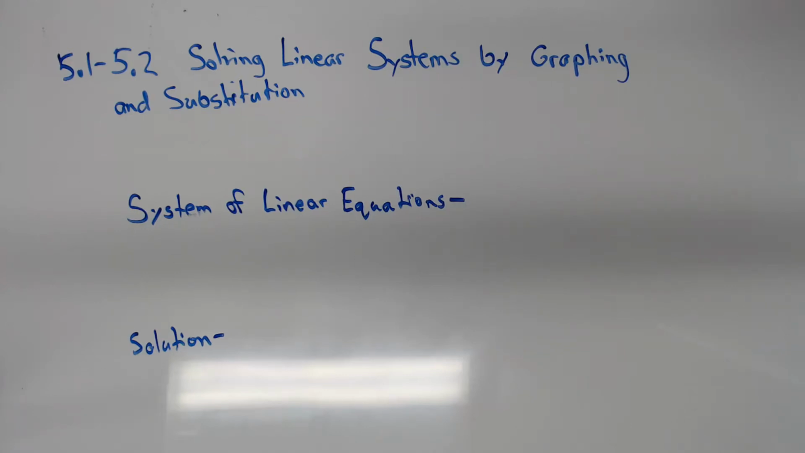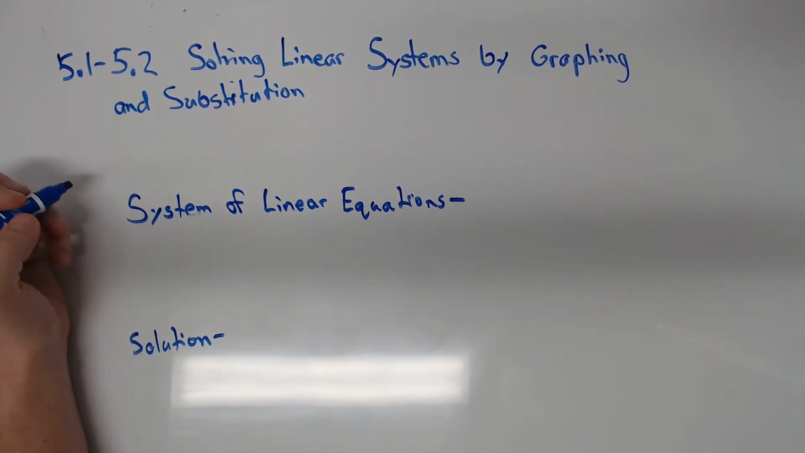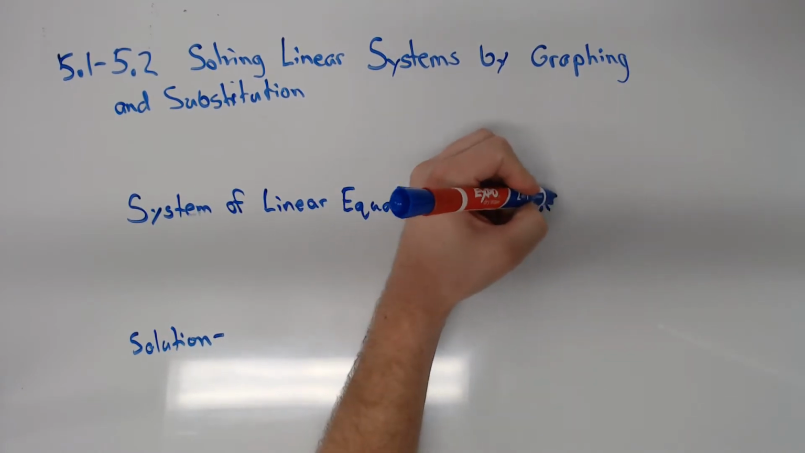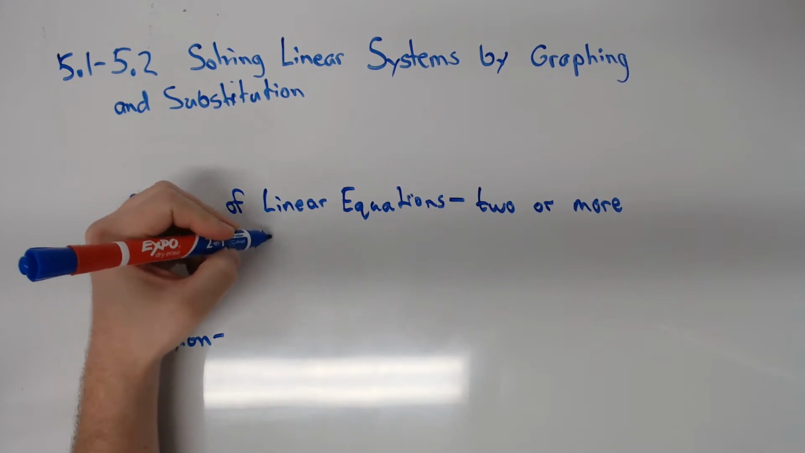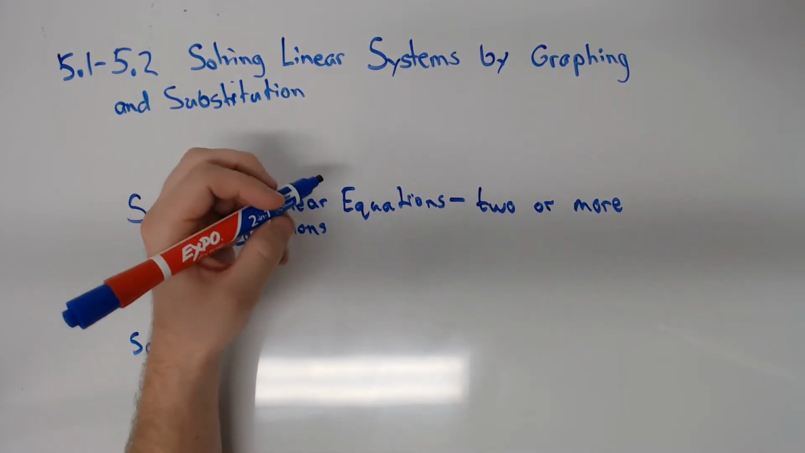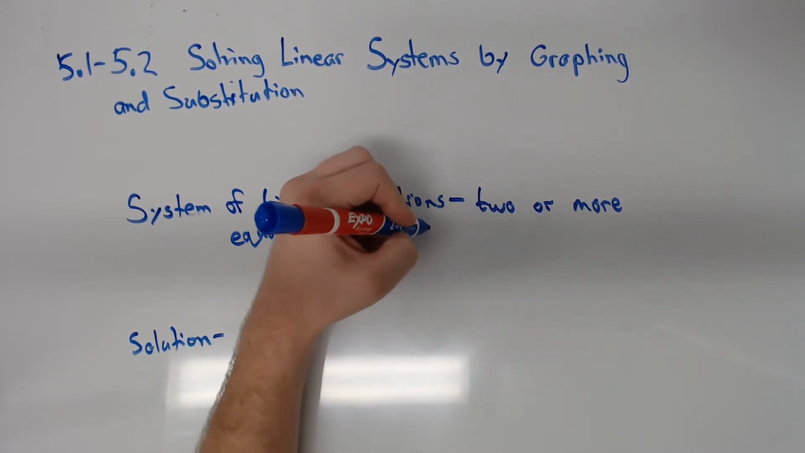Lesson 5.1 and 5.2 introduces systems of linear equations. In this lesson, we're going to start solving them using graphing and substitution. So what exactly is a system of linear equations? Really, it's just two or more equations using the same variables. Two or more equations in the same variables.